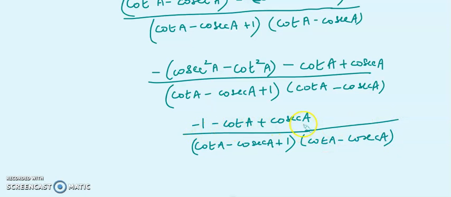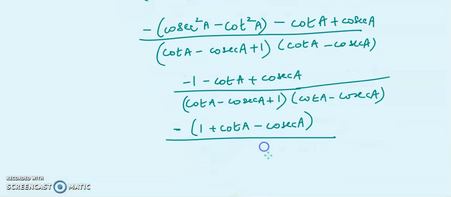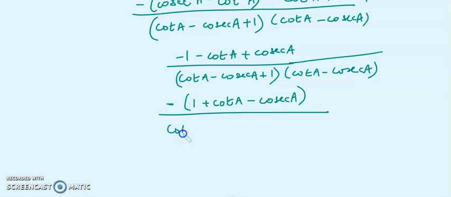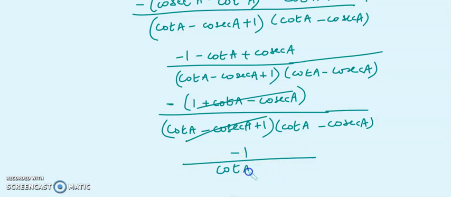Now I'm going to take minus 1 common from all the three terms of the numerator. So when I take minus common, it will be A plus 1 plus cot A minus cosec A, right? And then the denominator as such. So that will be cot A minus cosec A plus 1 into cot A minus cosec A. So this and this will cancel off. You have a minus 1 divided by cot A minus cosec A.